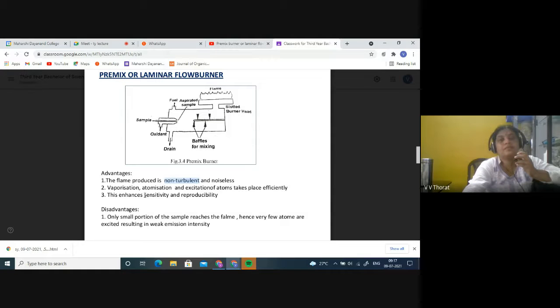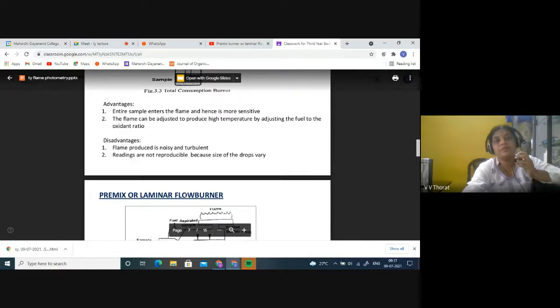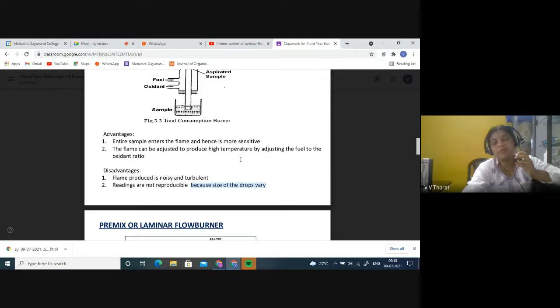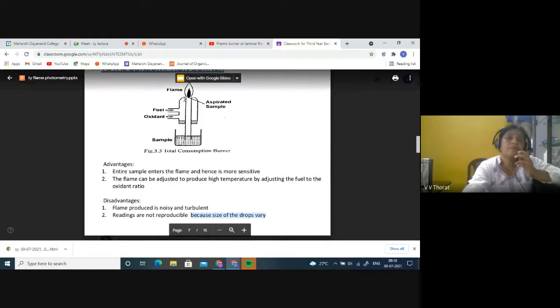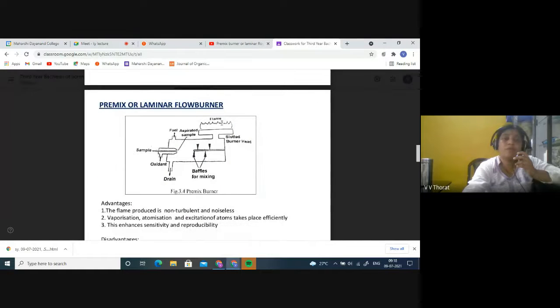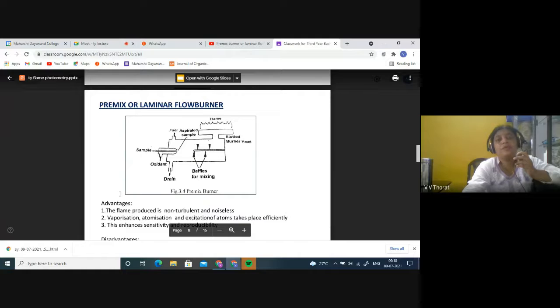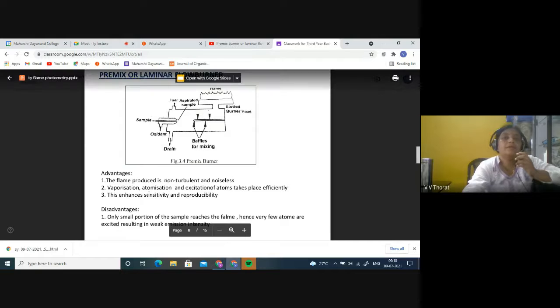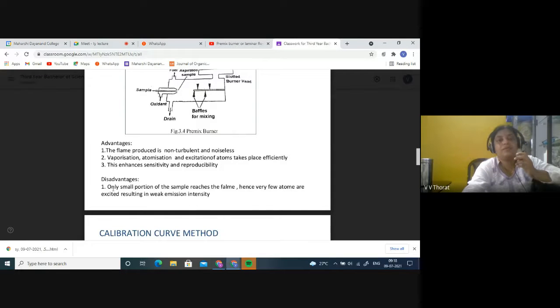This enhances the sensitivity and reproducibility. So its sensitivity is also more, reproducibility is also more. Whereas in the previous burner, they are not reproducible. Why? Because the drop size varies. Here all drops enter the flame, whether they are big drops or small drops. But in pre-mix burner, only the small drops enter the flame. Therefore, the readings are reproducible. But there is a major disadvantage.